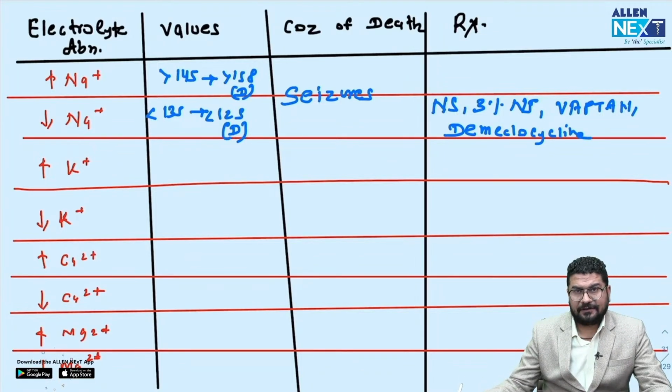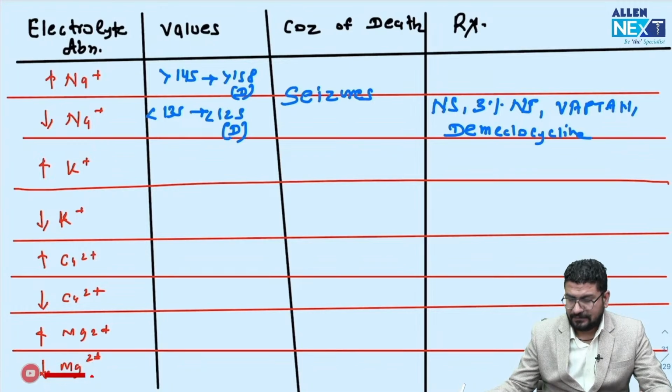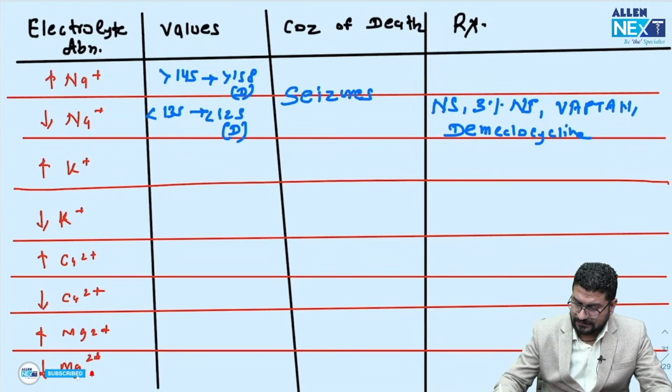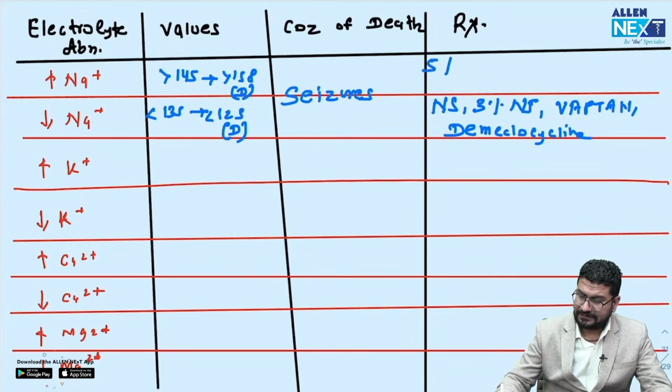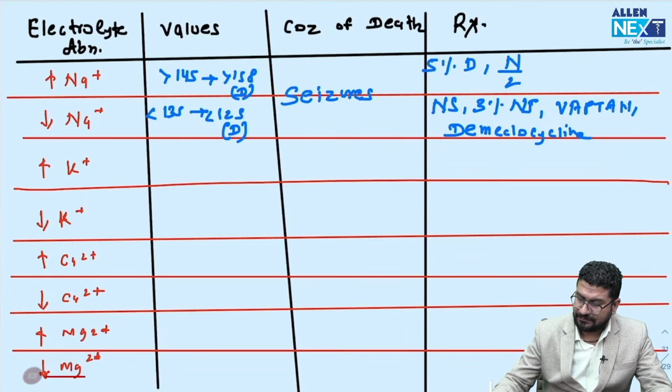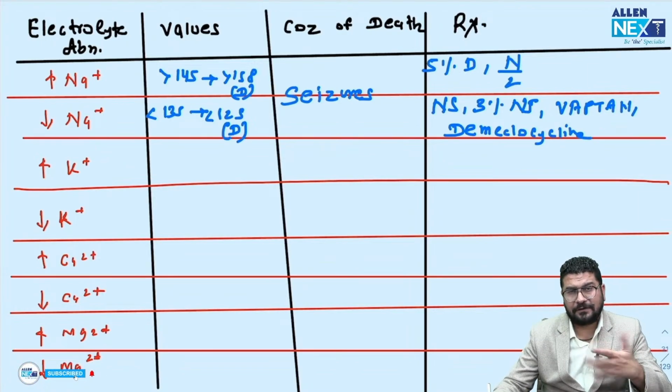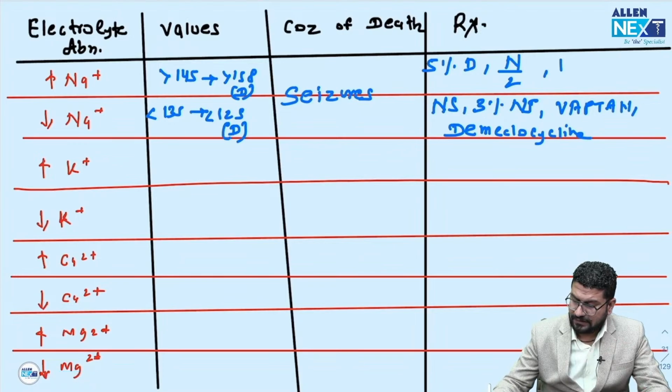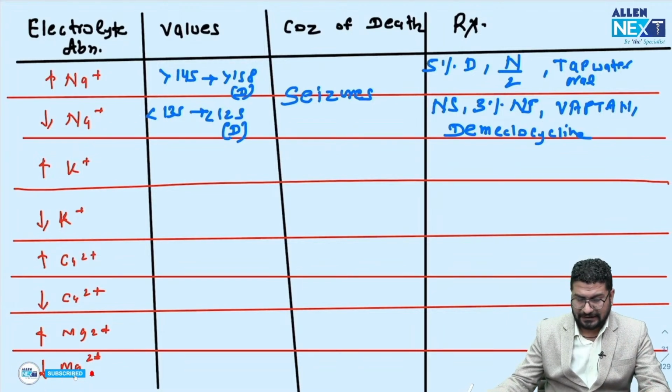Coming to hypernatremia, suppose the patient is generally unstable. In that case, we can use 5% dextrose. If the patient is diabetic, we will use N by 2, meaning half normal saline, or N by 4 we can use. And oral tap water, electrolyte-free water. That is how we manage hypernatremia.